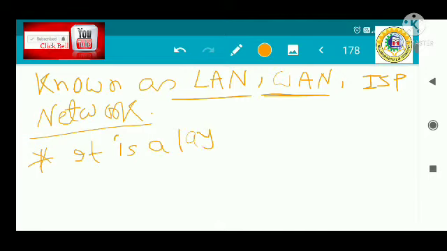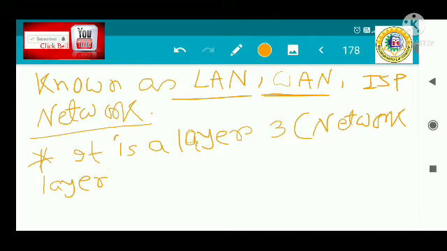Obviously it is a layer 3 device, because up to now all of the devices we have discussed can operate up to layer 2, that means the data link layer, and it can operate up to the network layer. So it is a layer 3, that means a network layer device. And the last characteristic, I am just writing down, next we will discuss, stores the routing table.